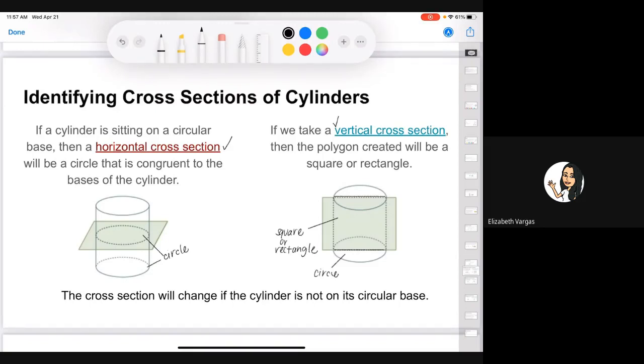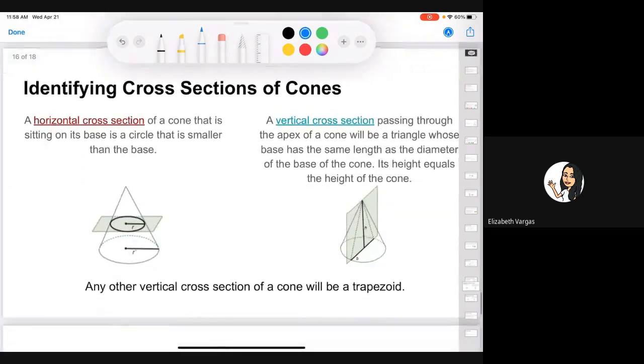Okay, so very similar to the other cross section we looked at. If it is a horizontal cross section, then our cross section is going to be equal to whatever our bases are. If it is a vertical cross section, they are not the same, and it really just depends on what type of shape you have. The cross section will change if the cylinder is not on the circular base. So if it wasn't sitting on its bases, then obviously the cross section would be a little different, like we saw in the other figures.